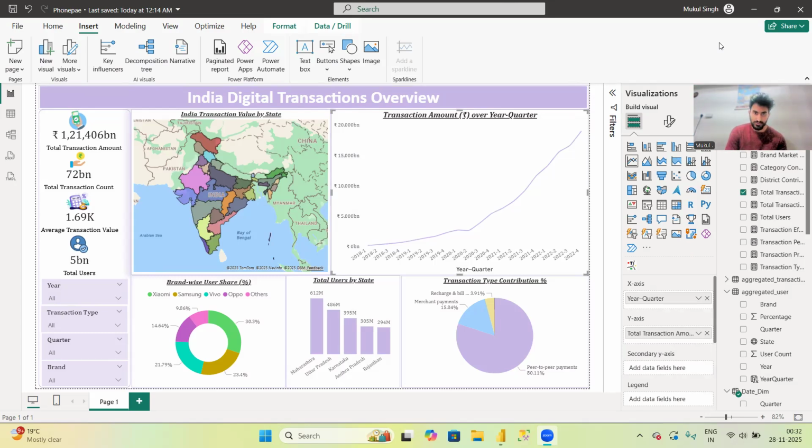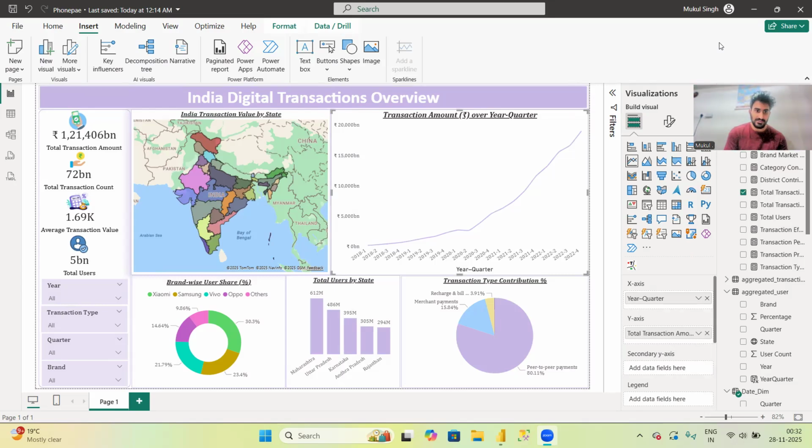So this project aims to solve this gap by analyzing India's digital transaction ecosystem using PhonePe Pulse. The goal is to uncover regional disparity, growth drivers, user behavior patterns, and transaction type contribution, so that a stakeholder can make data-driven decisions to improve digital infrastructure, target user acquisition and optimize merchant adoption strategies.